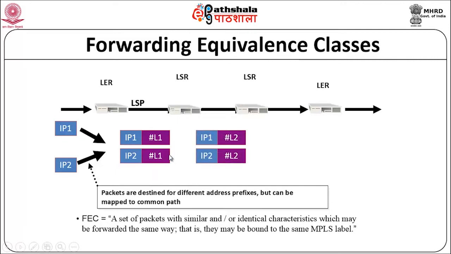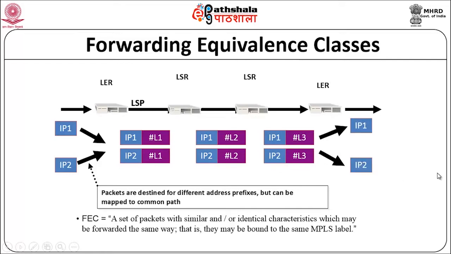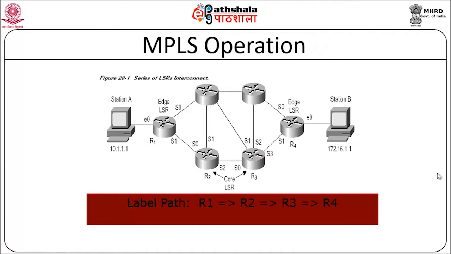They need to be forwarded in the same manner. So you can see that this L1 now will get switched to L2 at the next router, to L3 at the next router, and then finally from here at the egress LER, they will be sent on their respective paths depending on what the IP header information is. Remember that the edge router will look at the IP information. So based on that, it will be able to send it on the correct path. So inside they will be given the same treatment, outside they can go their own way. That's the idea. So it will go to IP1 and IP2 here.